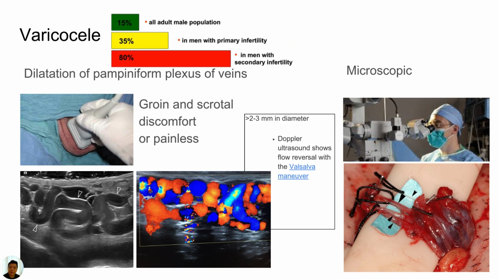Varicocele is very common in men with primary infertility and even more common in secondary infertility. On physical examination, we can see dilated veins under the scrotal skin. On ultrasound, we can show dilated varicose veins, which are more than 2 to 3 millimeters in diameter. On Doppler ultrasound, the Valsalva maneuver will show the Doppler effect, which is very diagnostic of varicocele. For the treatment of varicocele, we will use microscopic varicocelectomy to selectively ligate the veins and preserve the testicular artery.